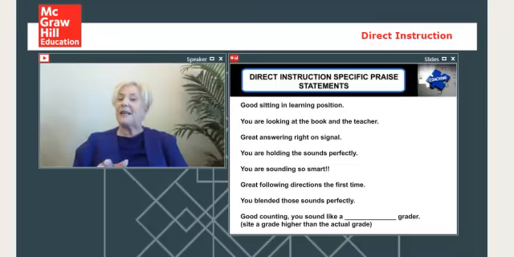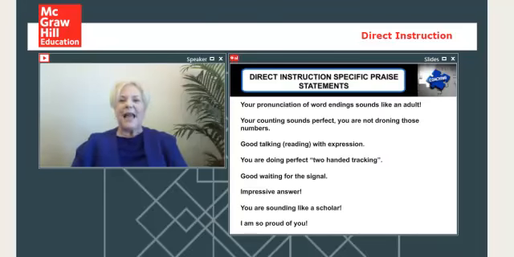For Reading Mastery Signature, you blended those sounds perfectly. For Connecting Math Concepts, look at the one at the bottom here. Good counting. You sounded like a second grader. So if they're a first grader, I'm always upping one grade level. But your praise needs to be specific. And this, again, is a very good topic for your professional development.